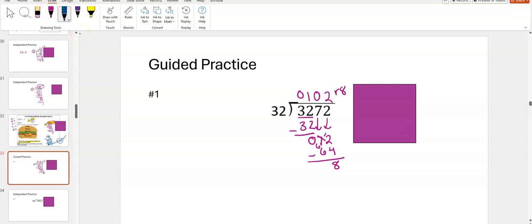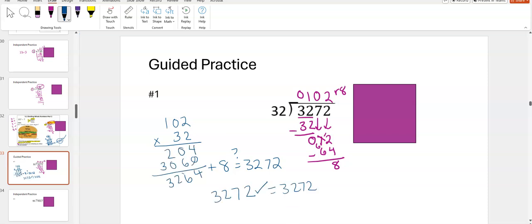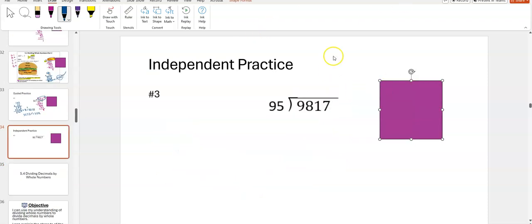Okay. Go ahead now and check your answer. I want you to do 32 times 102. And then in the end, you're going to add 8. And you want to know, does that equal 3,272? So pause the video real quick and check your answer and then come back and see how we did. And there you go. We checked our answer and we got the same thing, so we know our final answer is correct. All right, do this last problem for me.